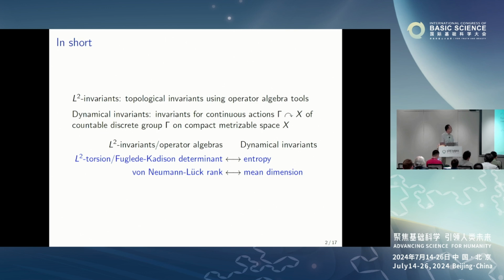So first of all, what are these two things, L2 invariants and dynamical invariants? Well, in L2 invariants, the simplest is basically just topological invariants, but using operator algebra tools. So how does it work? The simplest case is that you start with, say, a finite CW complex. Then usually you can look at the homology, cohomology. You can look at the Betti numbers, for example.